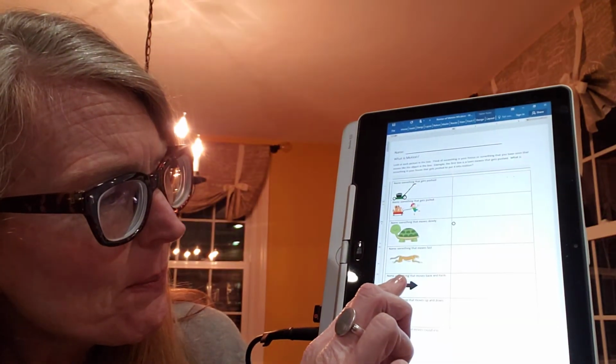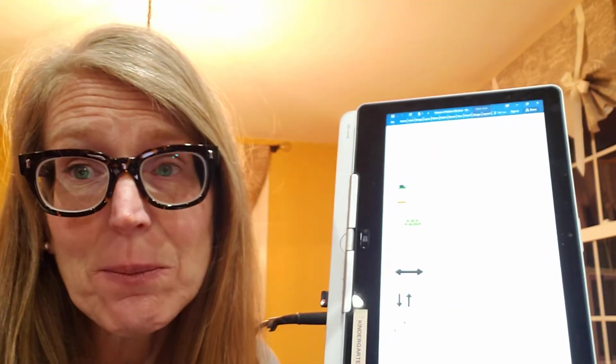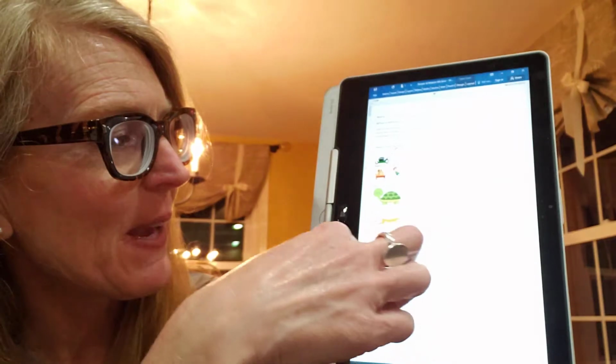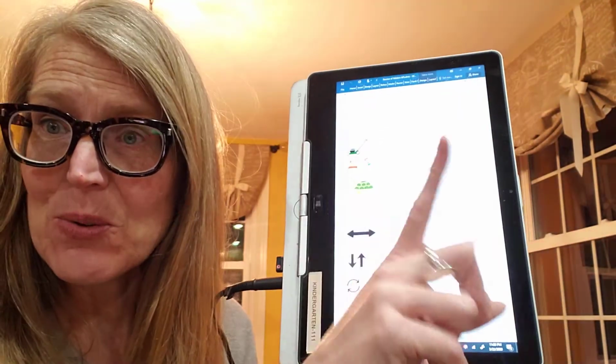Now the next one is name something that goes back and forth. See if you can find something in your house that moves back and forth. If you can't find something in your house that moves back and forth, then you can go ahead and think of your own thing and draw a picture of it right there. But I have those arrows there so you see back and forth.